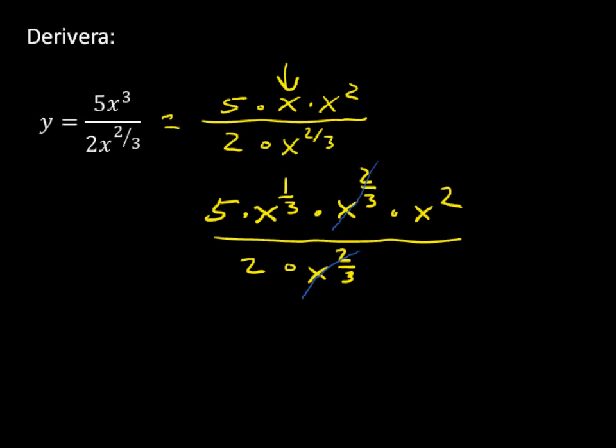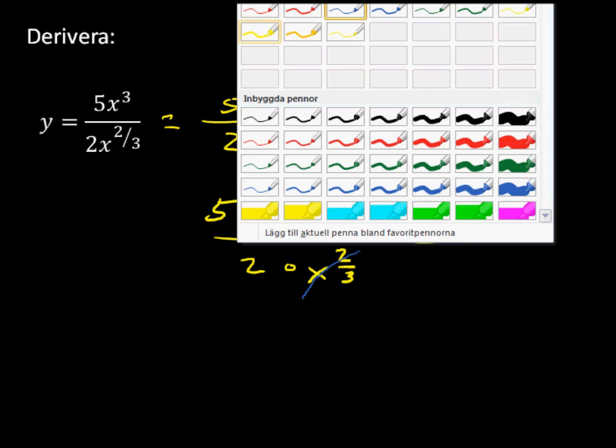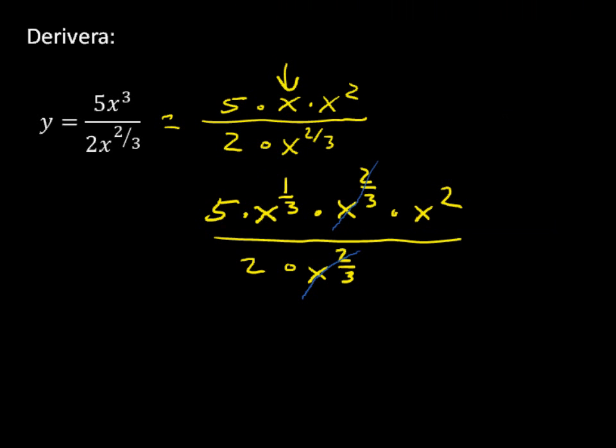So then we can rewrite this as, we'll just clean it up. Okay, we'll have 5x to the 1/3 times x squared, and then that'll be divided by 2. Okay, now we're not done. We're just manipulating this so that we can get to something that is easy to take the derivative of.